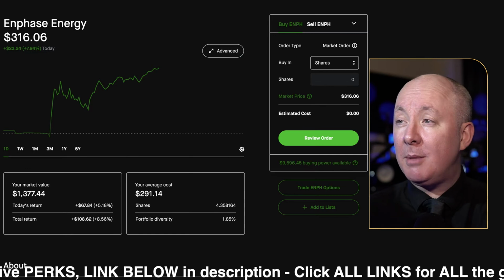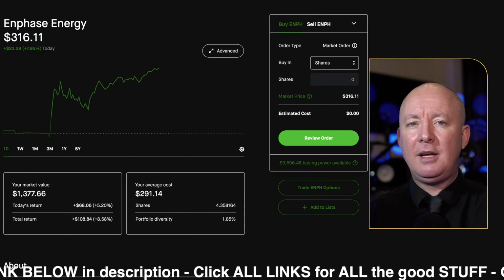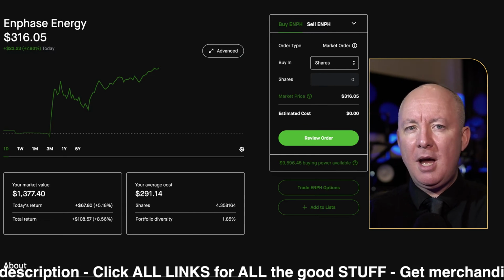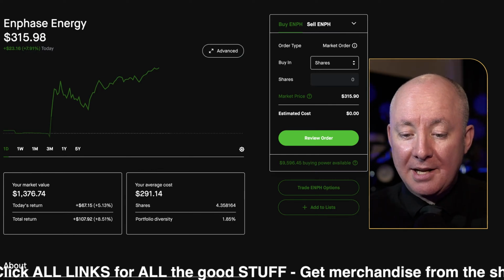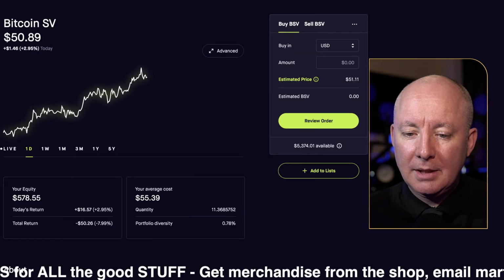Enphase Energy. This is the one that I jumped in despite it being up, and could easily have said, okay, I'm waiting for a drop. I decided, no, I'm gonna jump on this. So I'm glad I did, because I'm up again. It just keeps on going up.